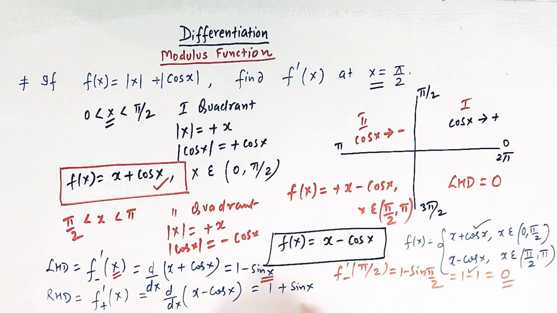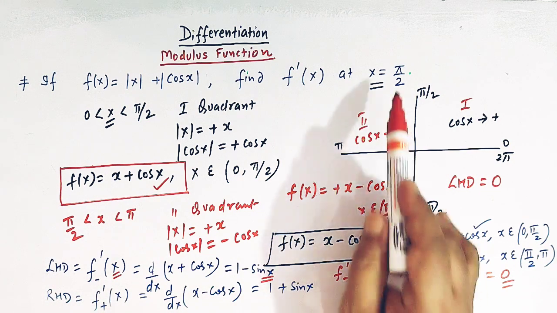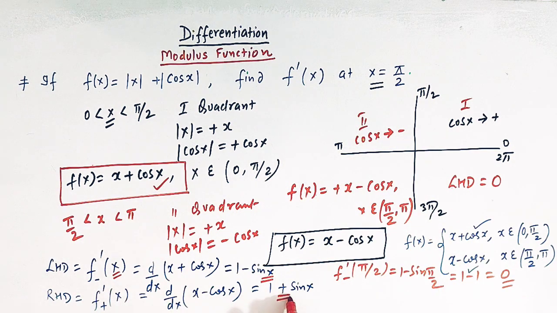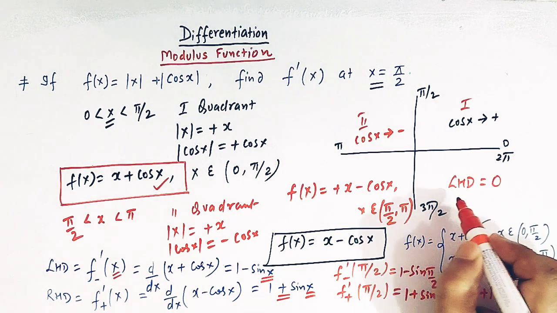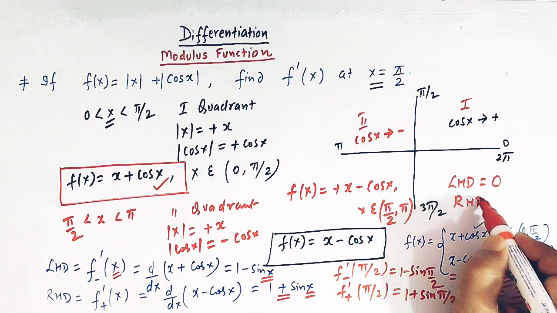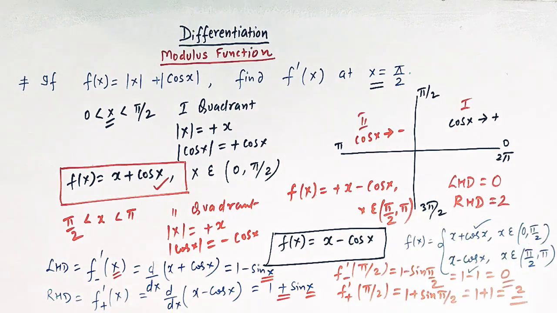And when we take x is equal to pi by 2 in this expression, then we'll get the right hand derivative at x is equal to pi by 2, and we have 1 plus sine pi by 2, right? So here we'll take pi by 2. So sine pi by 2 is 1, so we have 1 plus 1, that is 2, right? So the right hand derivative is equal to 2, right?